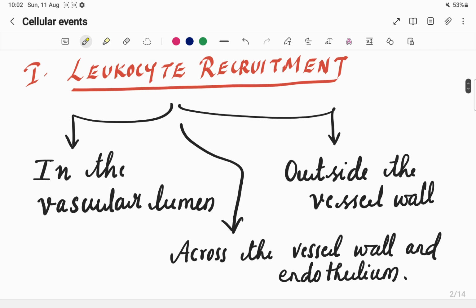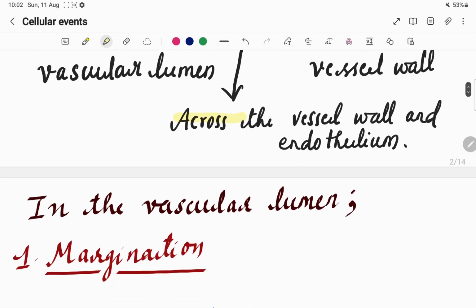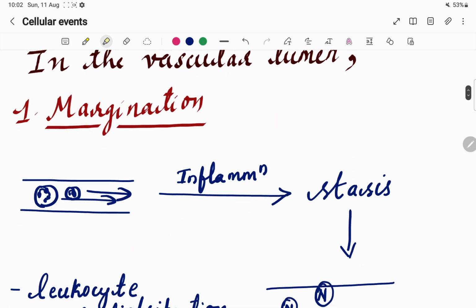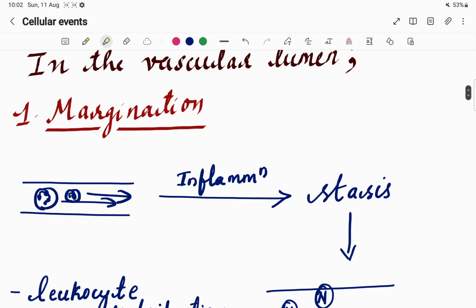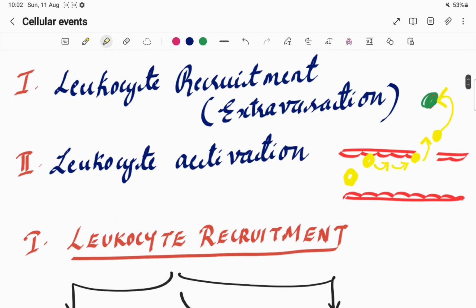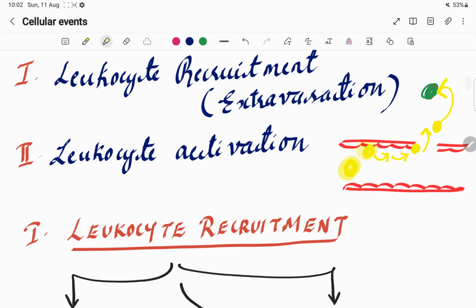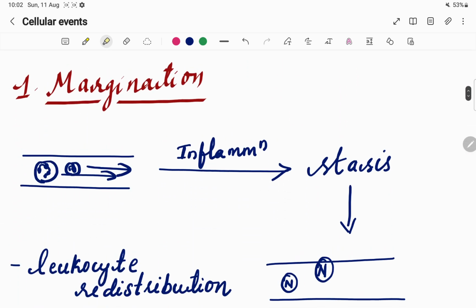The first one is leukocyte recruitment. So this takes place at 3 sites, that is in the vascular lumen, across the vessel wall and the endothelium, and outside the vessel wall. So namukku one by one nokam what is happening in the vascular lumen. So first one, margination. നമ്മൾ പറഞ്ഞ പോലെ ഇവിടെയാണ് നമ്മുടെ ഇപ്പോൾ ല്യൂക്കോസൈറ്റ് ഉള്ളത്. സോ ഫസ്റ്റ് മാർജിനേഷൻ ഒക്കെ അറിയണം, അതായത് എൻഡോത്തീലിയൽ സെൽസിൻ്റെ മാർജിനിൽ പോയിട്ട് അത് റീച്ച് ചെയ്യണം. So that is the first thing, that is margination.